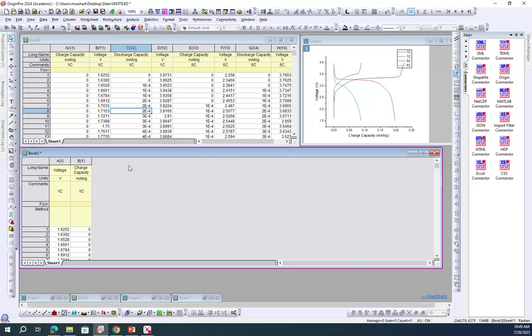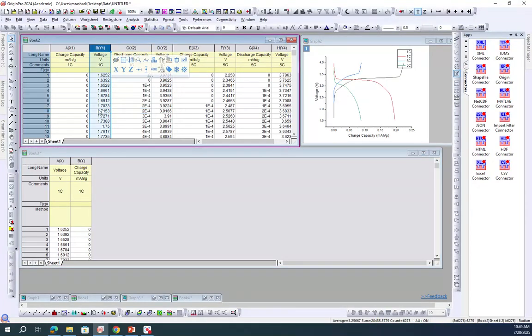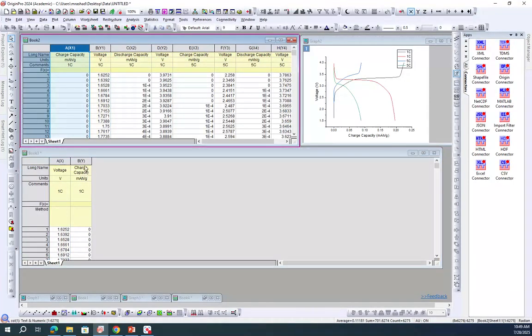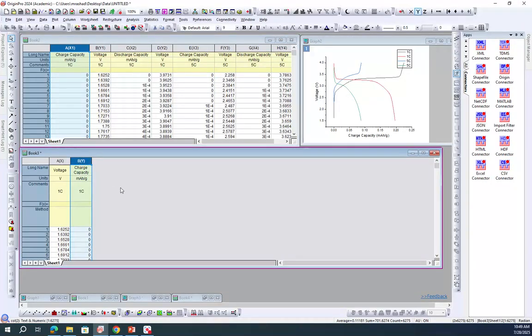So to draw the differential capacity plots, first you have to copy the data and keep the voltage along the x-axis, as I have already done, and the capacity you should keep along the y-axis. So you have to do it individually for each curve. So let's get started with the first charge at 1C.